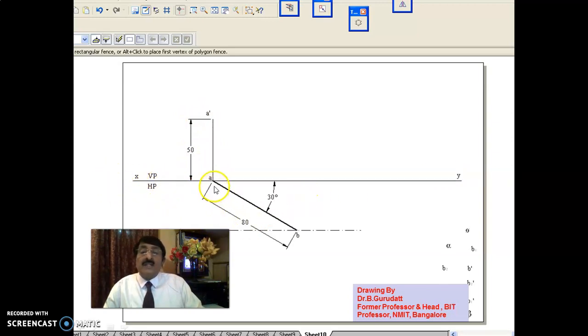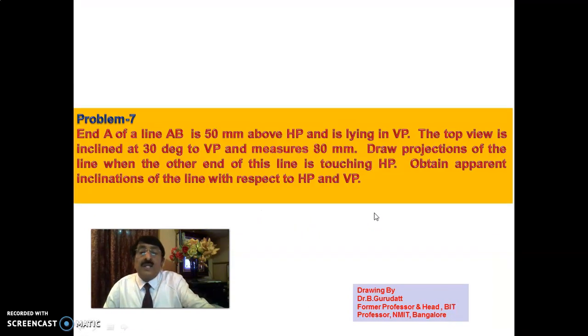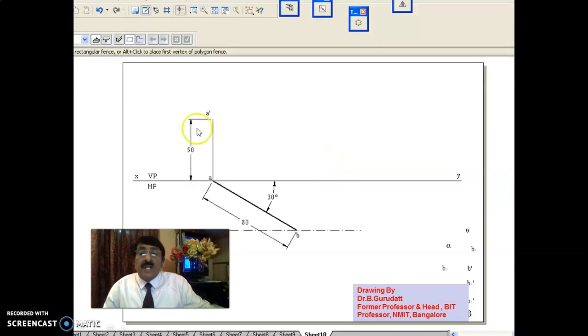Then you see this. I have given the top view measures 80 mm and is inclined at 30 degrees to XY line. The top view of the line is inclined at 30 degrees to VP and measures 80 mm. This is the top view, not true length. That is why I directly darkened it. I have darkened this AB, 30 degrees and 80 mm, you do this.